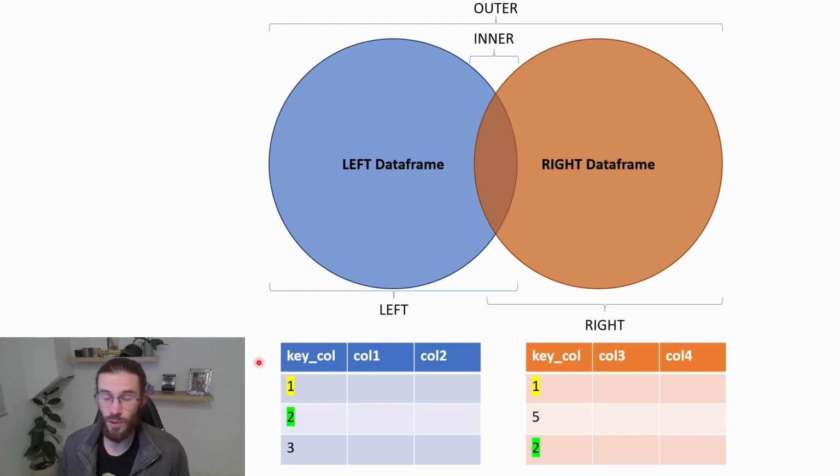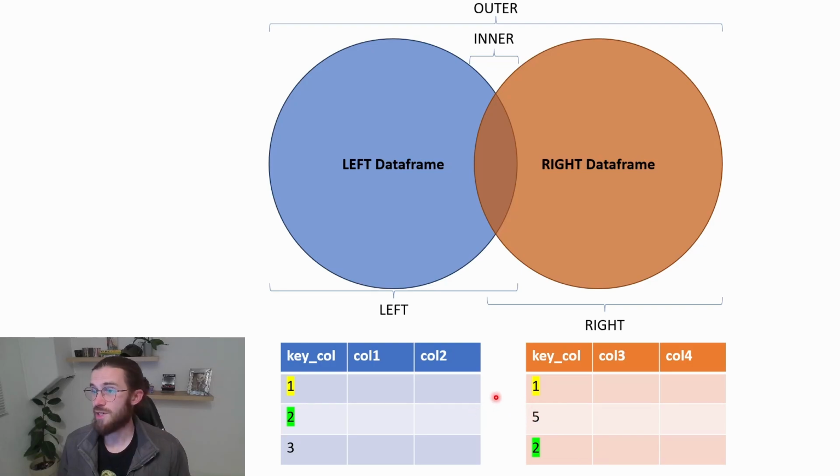We can use multiple columns as well, but in this context, if I was speaking about the left in the context of Pandas, what I'd be referring to is all the data on the left hand side, so records 1, 2, and 3, and then including the data on the right hand side which has a match, so that would be records 1 and 2, excluding record 5.